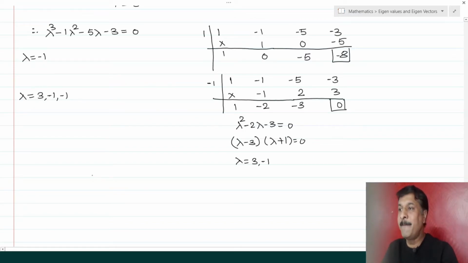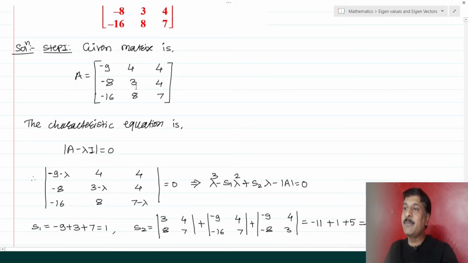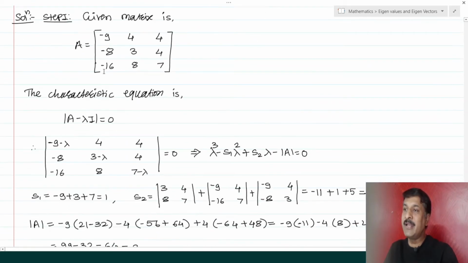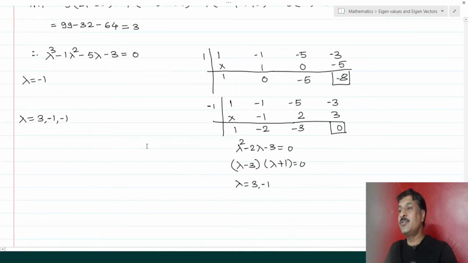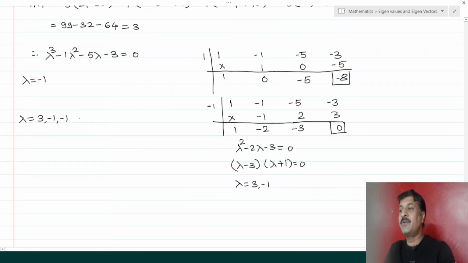So, verify. What is the addition? 3 minus 1, it is 1. Addition of diagonal elements is 7 plus 3 minus 9, it is 1. And product is 3 into minus 1 into minus 1, it is 3. And it is nothing but the determinant. Yes. So, therefore, eigenvalues verified. These are the eigenvalues of given matrix A.